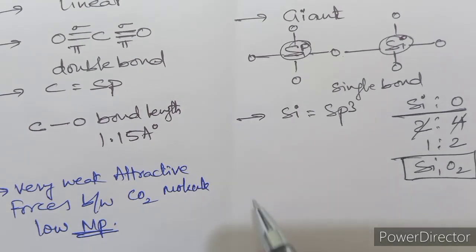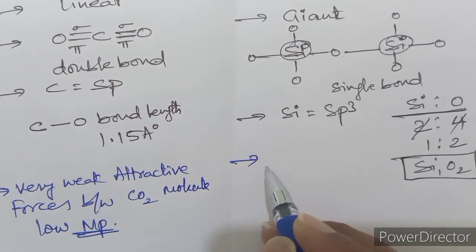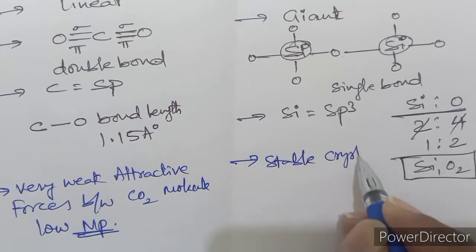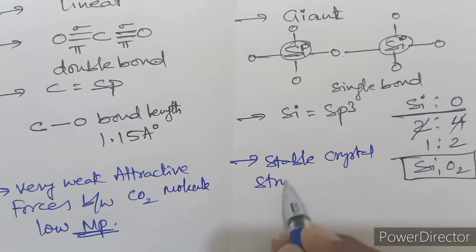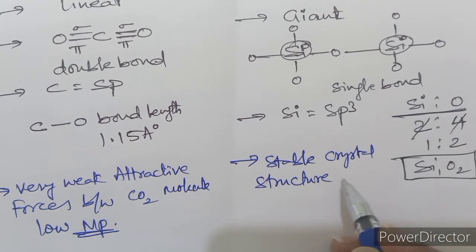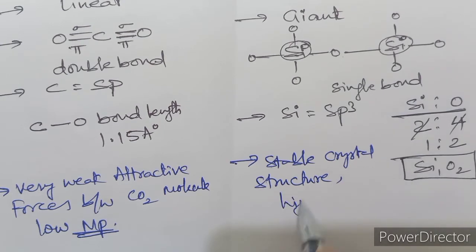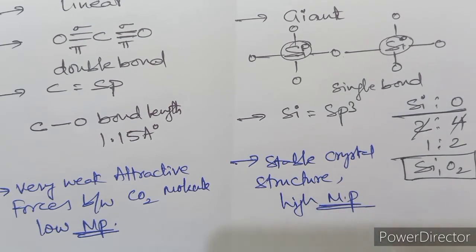Whereas in this SiO2, a stable crystal structure is there. Crystal structure is there in between the giant molecules. That's why they possess a high melting point.